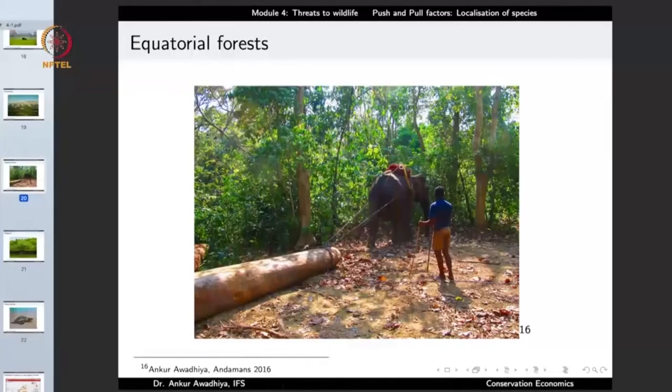So you can see that this is an elephant for comparison, and the height of this tree is very much greater than an elephant. Now, because there is a very fast growth of trees, you can also support lumbering or logging operations in these areas. And here we are seeing that an elephant is being used to pull a log of wood that has just been cut. Equatorial forests also support a very large amount of biodiversity because there is an abundance of food production in these areas.